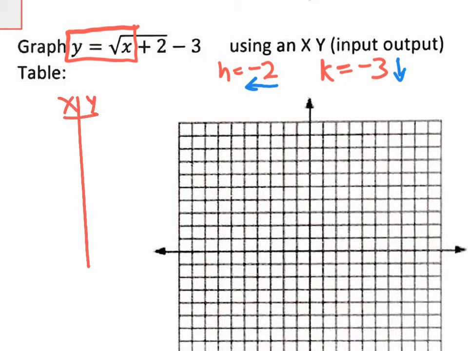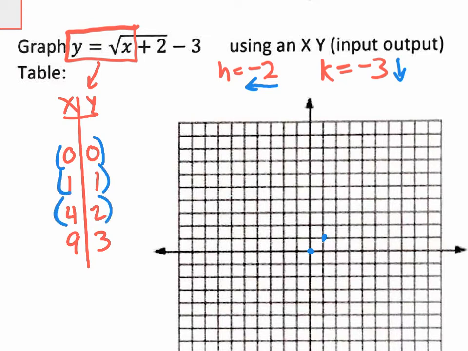Because it's really easy to come up with the input-output table for that parent graph, y equals square root of x. What's the square root of 0? It's 0. What's the square root of 1? It's 1. What's the square root of 4? It's 2. What's the square root of 9? It's 3. So these are the parent graph coordinates. 0, 0. Let me put that dot right here. 1, 1. It's right here. 4, 2. 1, 2, 3, 4. 2 right there. And 9, 3. 9, 3 is up there.